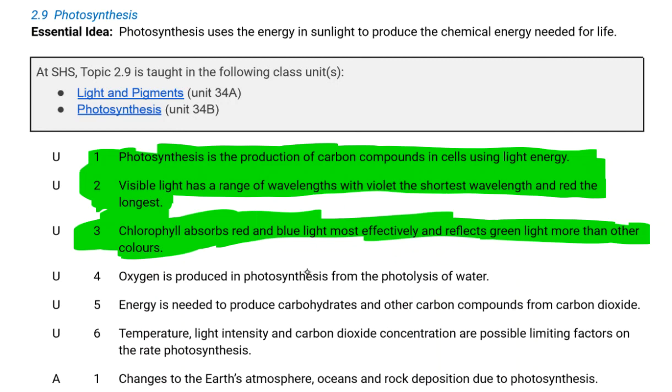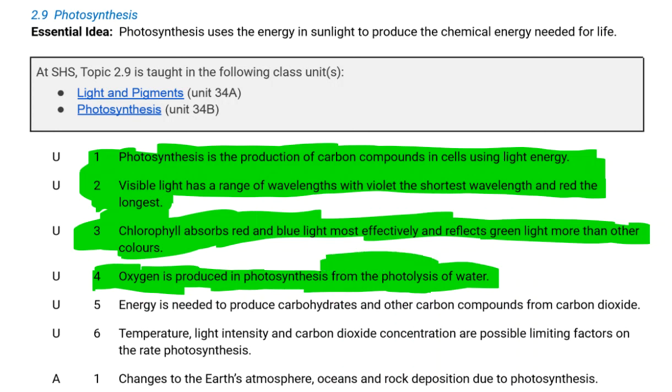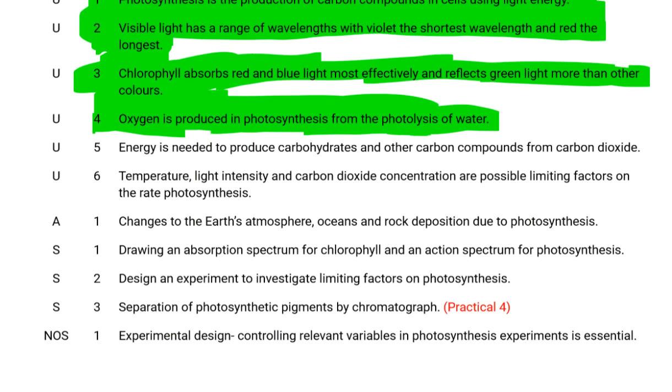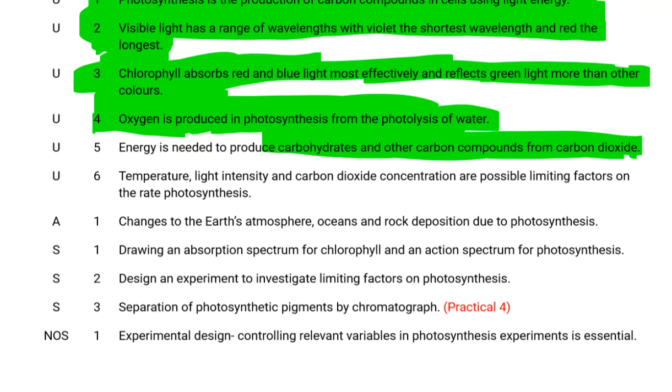Oxygen is produced in photosynthesis from the photolysis of water. Photolysis is the breakdown of something with photons or light. So photolysis of water is when light breaks down water. You get oxygen produced from that, which is really useful. That's why we get oxygen from photosynthesis. Energy is needed to produce carbohydrates and other compounds. Yes, that's true. We actually need to go through many cycles, and this is all in topic 8.3 in IB biology HL. So if you're doing SL, you don't really need to focus that much on this topic.